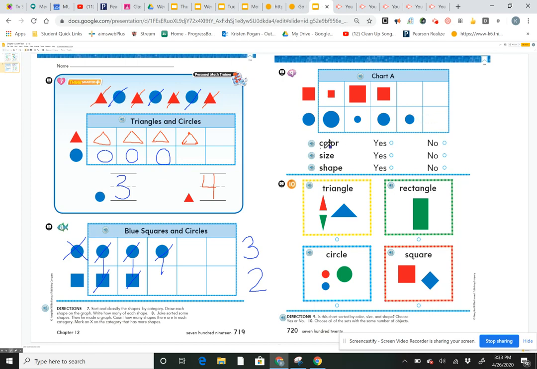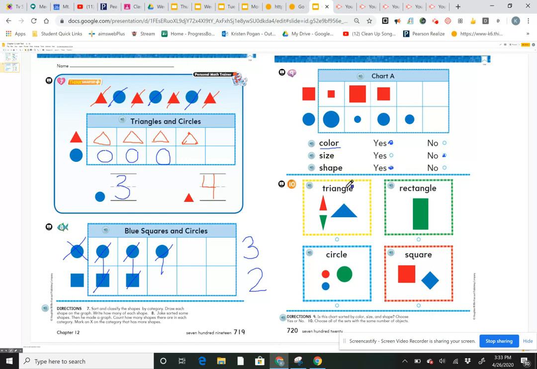So if we're looking at color, yes or no? Is this chart sorted by color? Yes. If we're looking at size, yes or no? Is this chart sorted by size? No. And if we're looking at shape, yes or no? Is this chart sorted by shape? Yes. The last problem on our test, choose all sets with the same number of objects. So go ahead and pause it. Come back when you're ready to check your last problem.